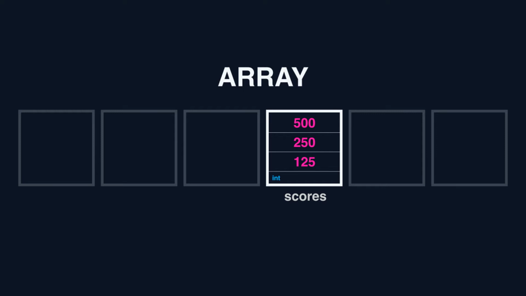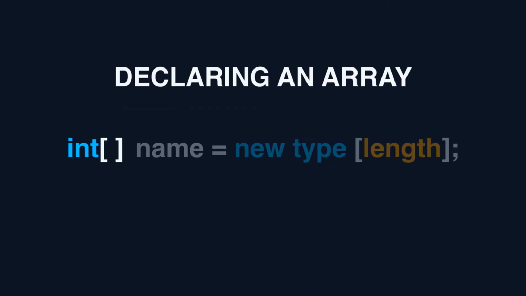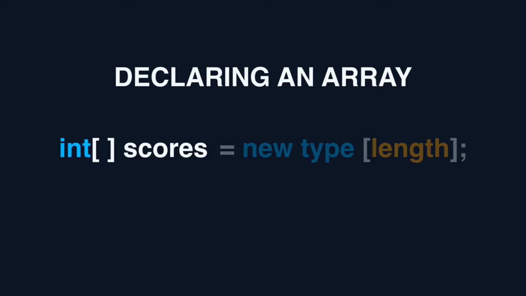To declare an array, we start by specifying the data type followed by double square brackets. In this example, since we want to store a list of scores, we need an array of integers. Next, we choose the name of the array. It follows the same rules as discussed in the naming variables video.